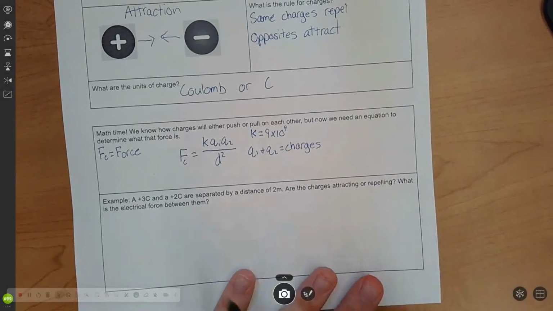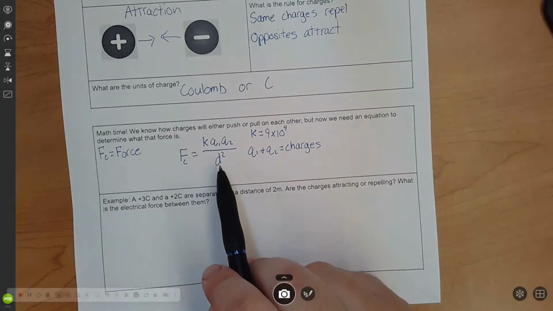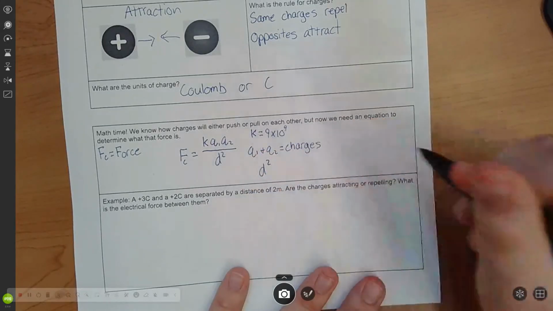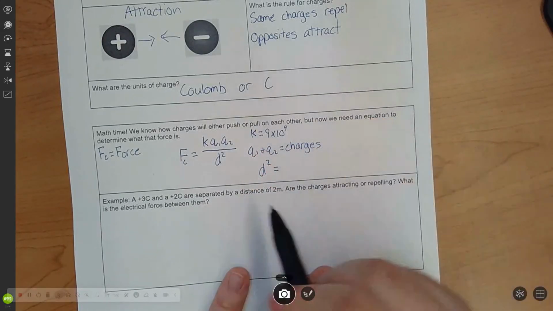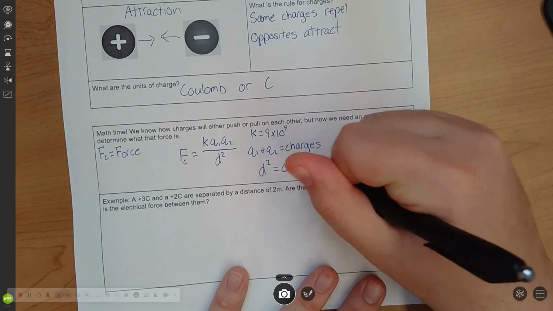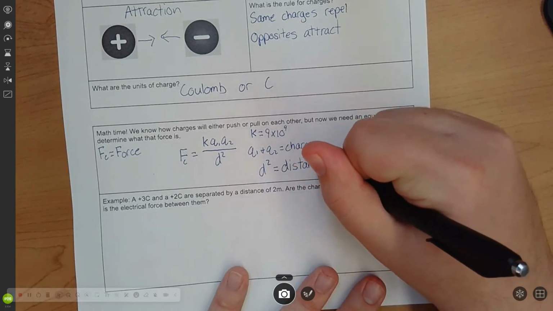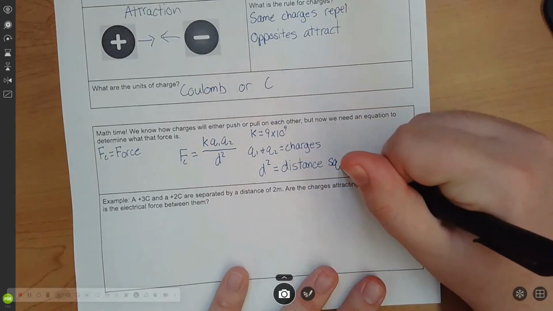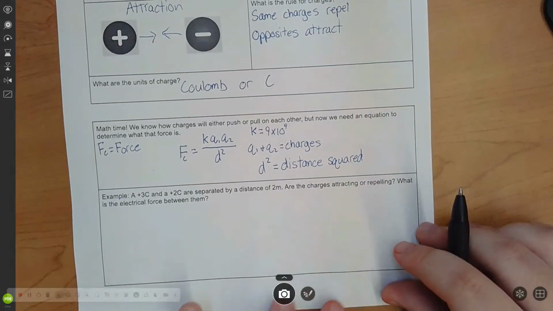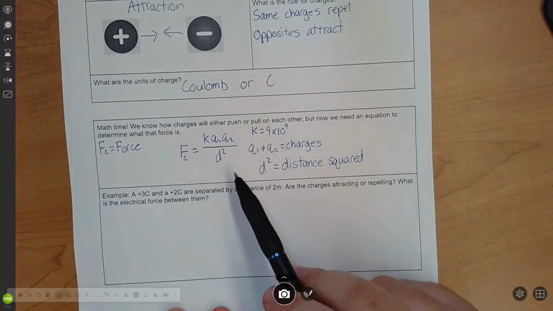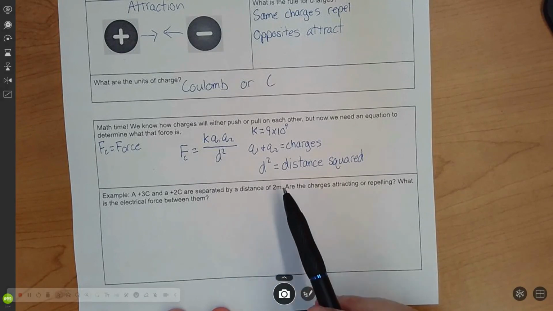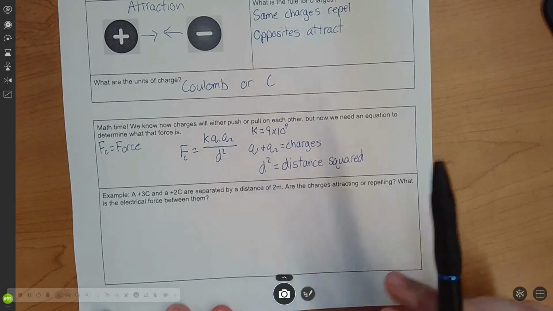And D is something that we've seen before. So d squared. D stands for distance in this class. So this is going to be the distance between the charges squared. And if this equation seems kind of intimidating right now, we're going to do an example down below where I break it down step by step, and you can get a chance to do some practice after that.